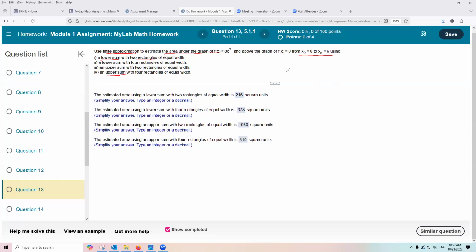All right, let's do part one, I guess, to start with. So we need a lower sum with two rectangles. Now, I think it's very, very helpful to draw a diagram. If you don't draw a diagram, it's going to be hard to visualize. So let me draw a diagram here.